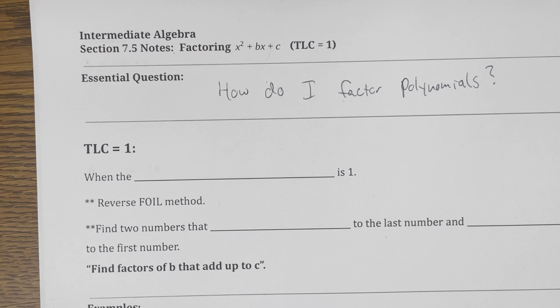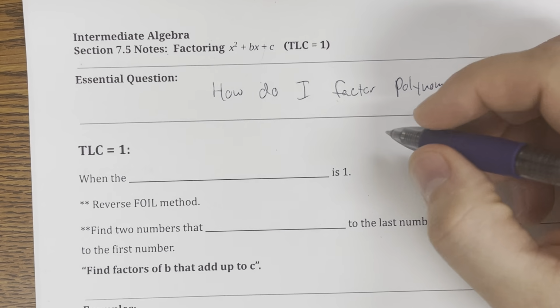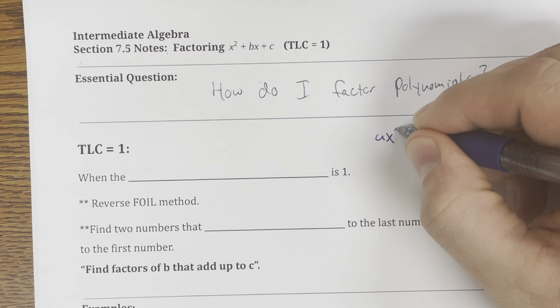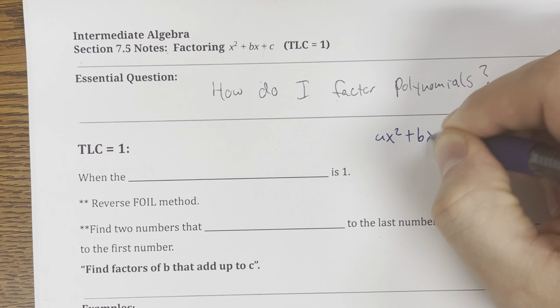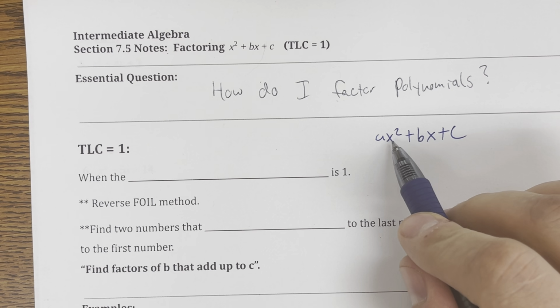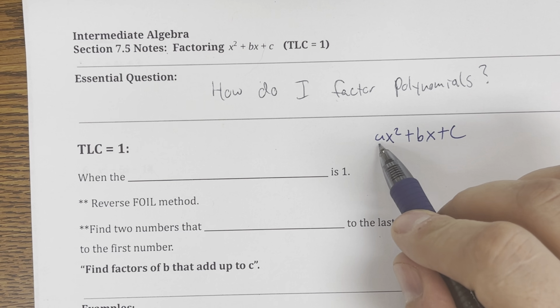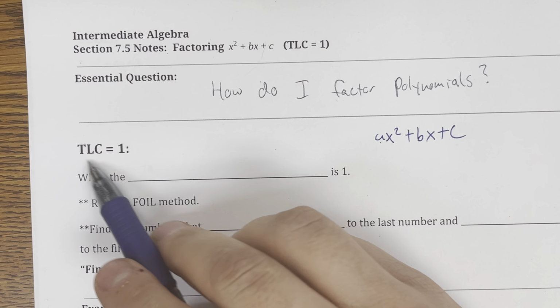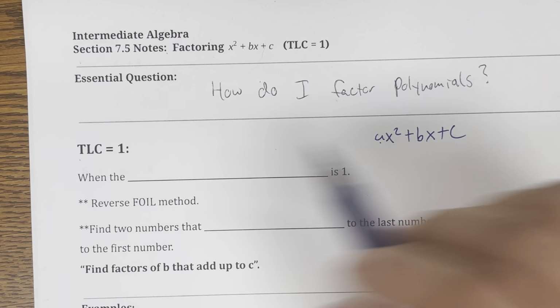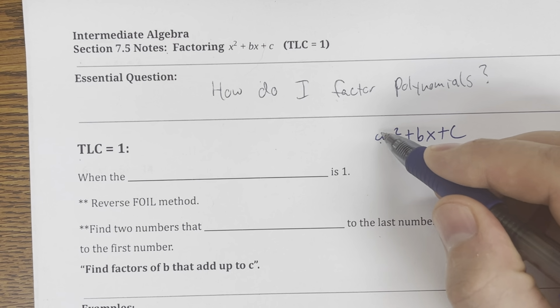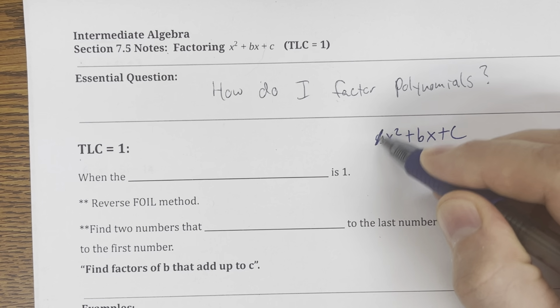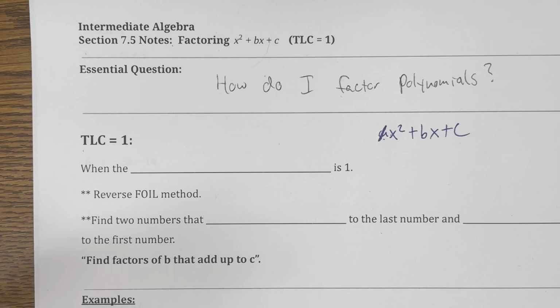So, standard form of a quadratic is ax squared plus bx plus c. So we're going to have an x squared, we'll have an x, and we'll have a constant, so a number. Now, when the leading coefficient, that's what this TLC stands for, when the TLC is 1, essentially it's just going to be an x squared. All right, when that happens, we are going to unfoil it.